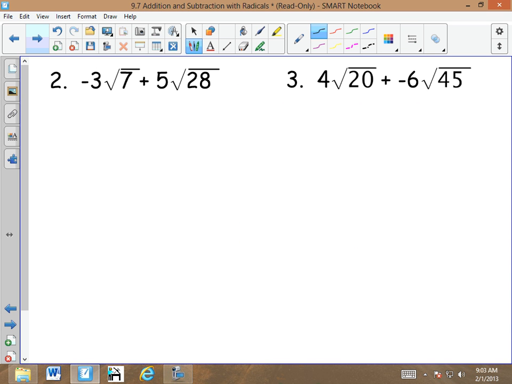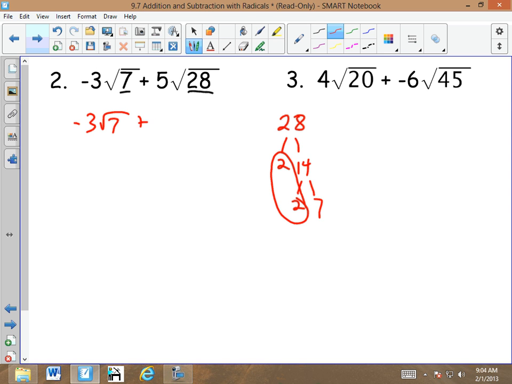All right, guys. Wow. I really don't know what more to tell you because it's pretty basic. Let's go ahead and do another one. 28 is inside my square root here. 7 is here. I have to try to make those the same. So I'm going to factor my 28. 2 and 14. 2 and 7. My 2's come out, so I get negative 3 square root of 7 plus 5 times 2 square root 7. Negative 3 square root 7 plus 10 square root 7.